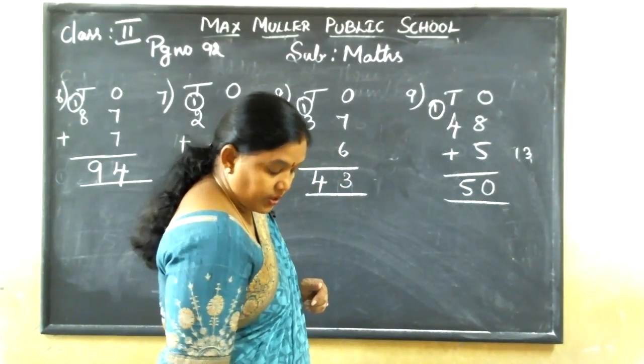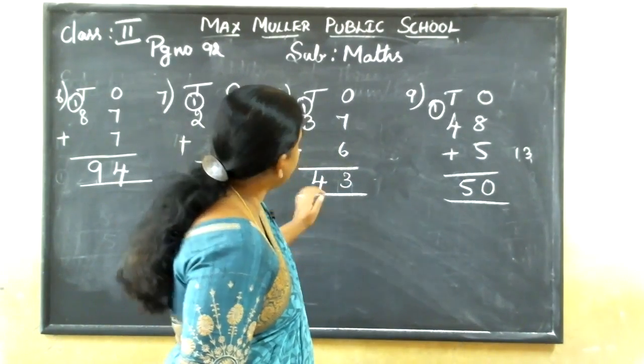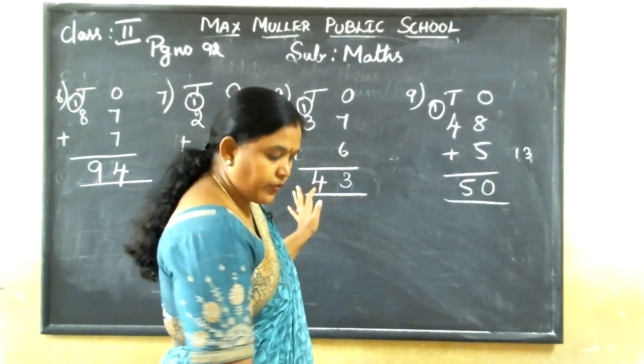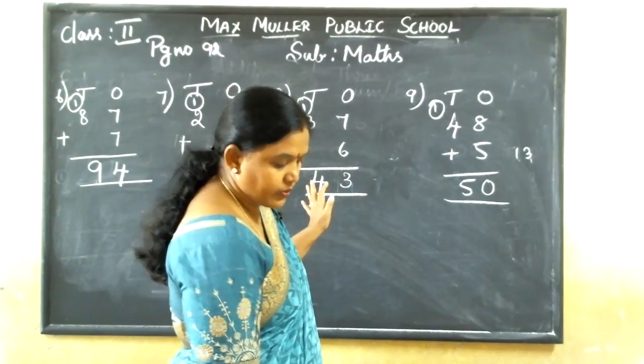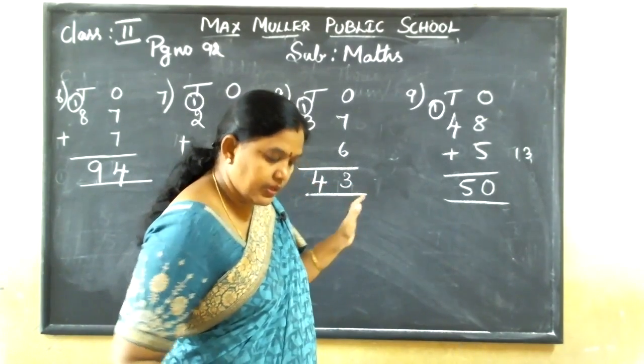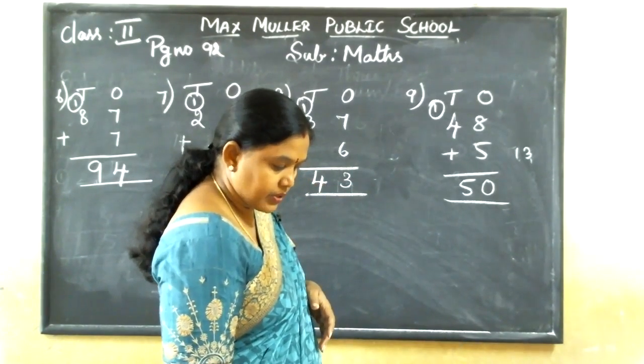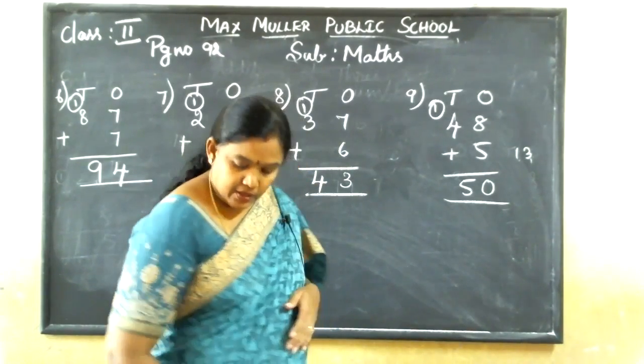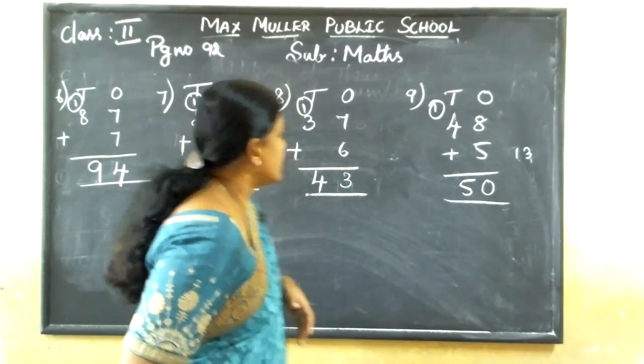Exercise number 5, sorry children, exercise number 6 also we finished. Now we will go to exercise number 7. Before that, we will do some examples, few sums are there, then only we will go to exercise number 7. So example sums, where you want to do rough note. So take rough note, children.